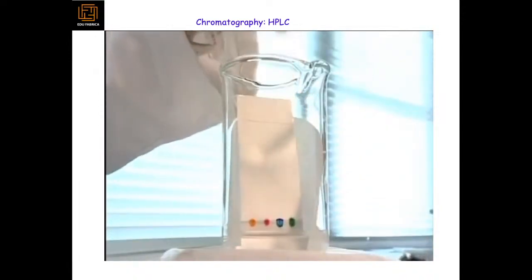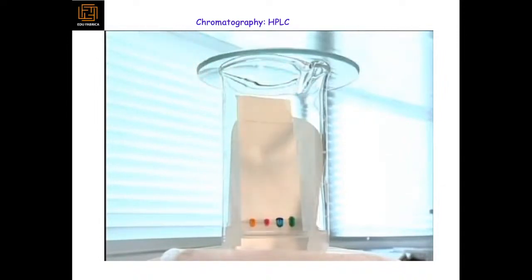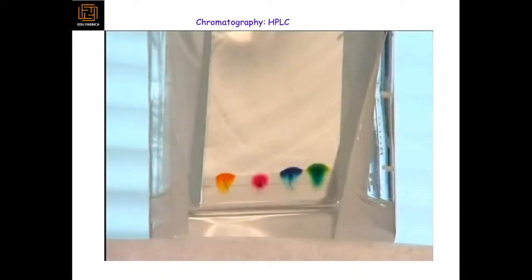HPLC works on the same principle as paper chromatography, here shown speeded up. A liquid, called the mobile phase, moves past a solid, the stationary phase. In paper chromatography, the stationary phase consists of water molecules bound to the cellulose in the paper. The mobile phase carries different components of a mixture, called the sample, along with it at different rates. How fast each one moves depends on its relative affinity for the mobile and the stationary phases.